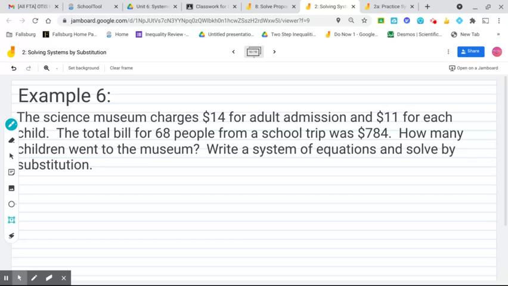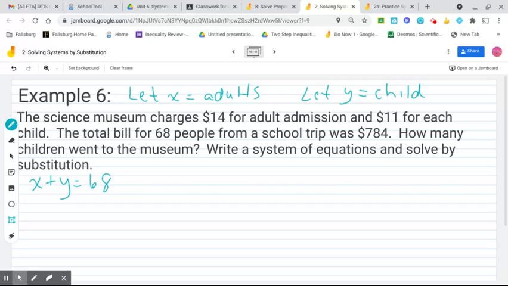So we do have to define our variables. So we'll say let x equal the adults. We'll let y equal the children. Okay. So the first thing we're going to do, well, we know there was a total of 68 people that were there. So the number of adults plus the number of children totaled 68. That's our first equation in our system.